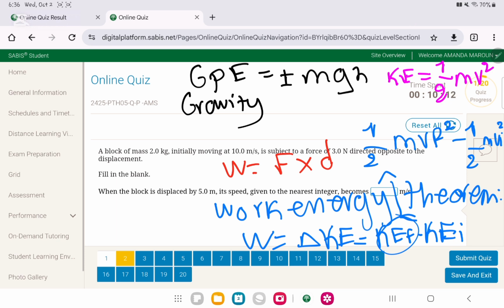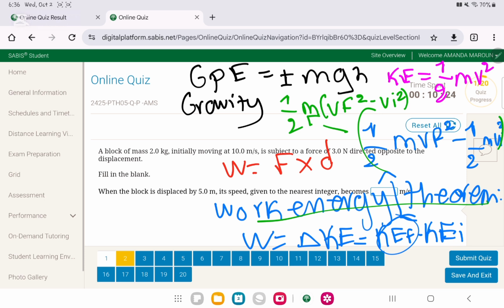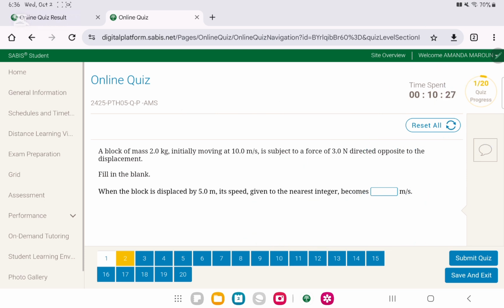So if you take out the common factor, we can deduce as a rule that the work energy theorem is 1 over 2 m times (v final squared minus v initial squared). Please keep these in front of you. It will be very important. Now we will understand why. Now, a block of mass 2 kg, always write your given. We have mass is equal to 2 kg.